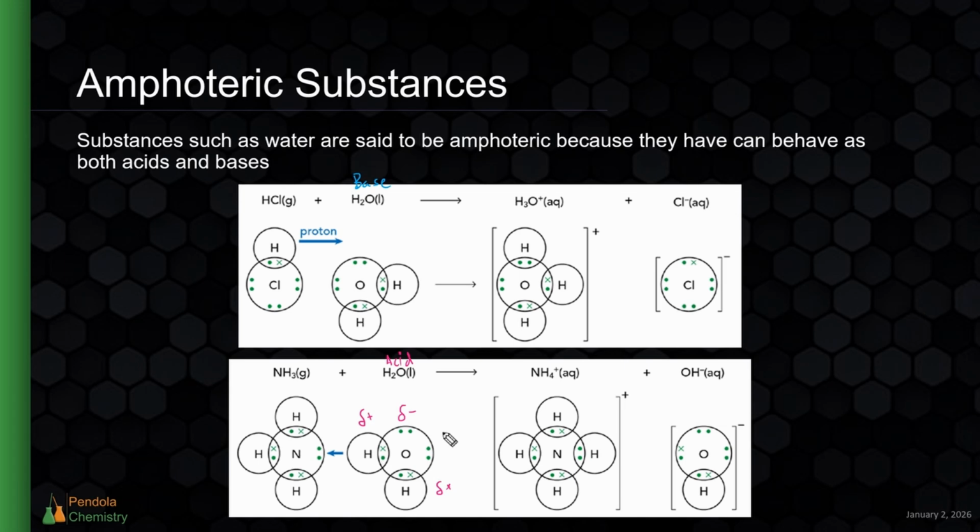So because water can both act like an acid and as a base, depending on what it's paired up with, we say water is amphoteric, because it can be both an acid and a base. It has both lone pairs of electrons and removable protons. So just a piece of vocabulary you need to be aware of, amphoteric.